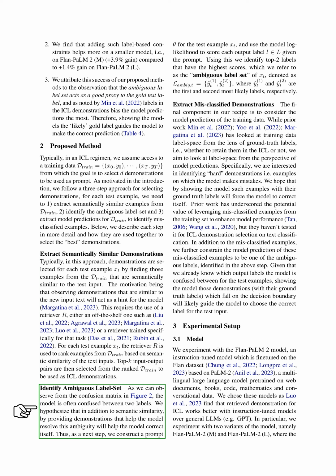In the second step, we construct a prompt for the test example and use the model's log likelihood to score each possible output label given the prompt. We then identify the two labels with the highest scores, which we call the ambiguous label set, for the test example.